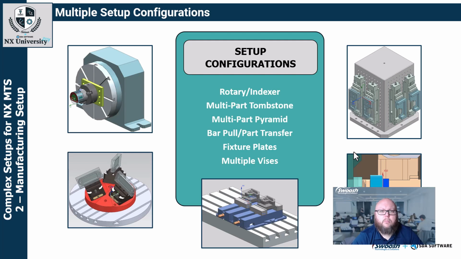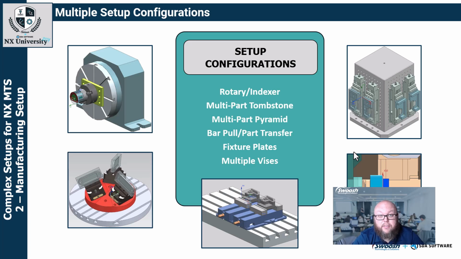But now we're getting into more and more machines that have alternative methods. Mill turn machines, again, we can do part transfers, bar pull scenarios where we're going to pull the stock out a little bit, whether it's with a sub-spindle or with a bar feeder. We can support any of these scenarios.